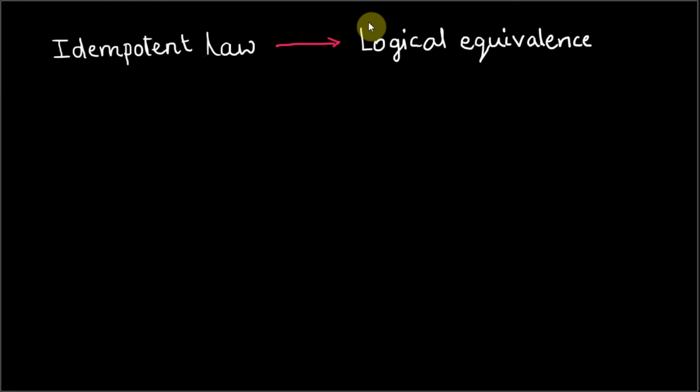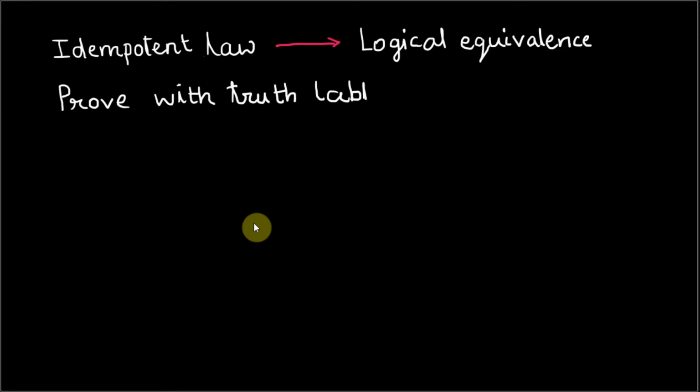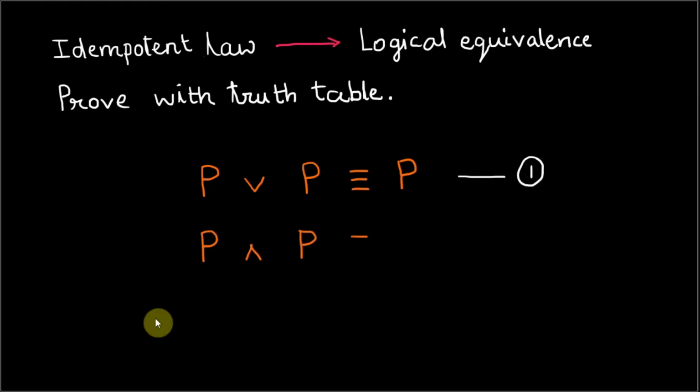In this video, I'm going to talk about the idempotent law. It is another important logical equivalence. After I have discussed the idempotent law, we will prove it with the help of a truth table. The idempotent law is P or P is equivalent to P, and P and P is equivalent to P.